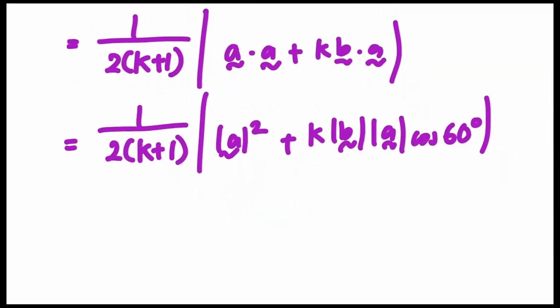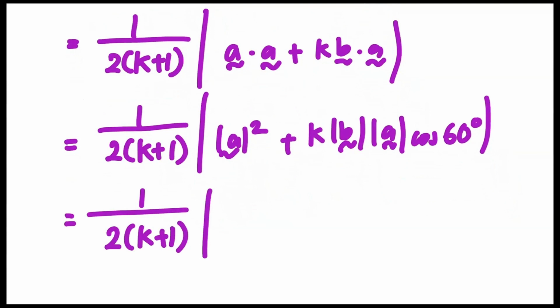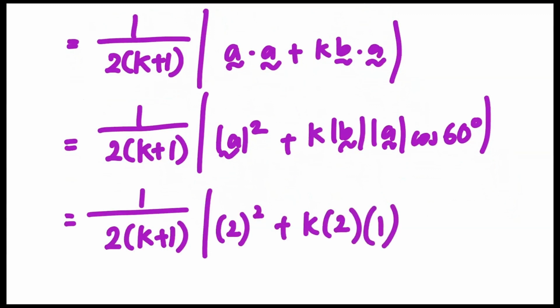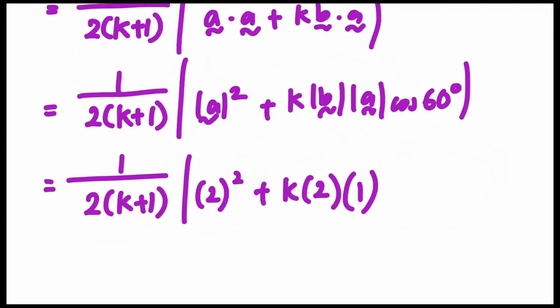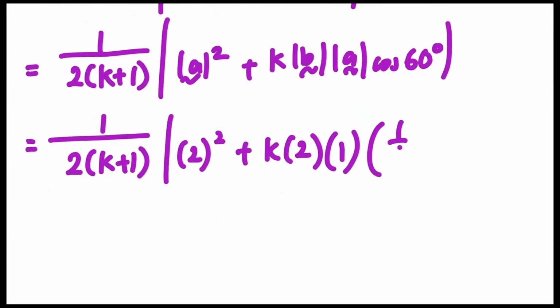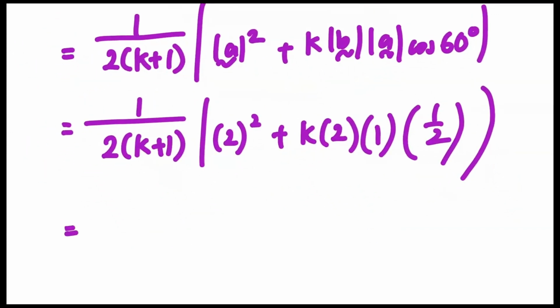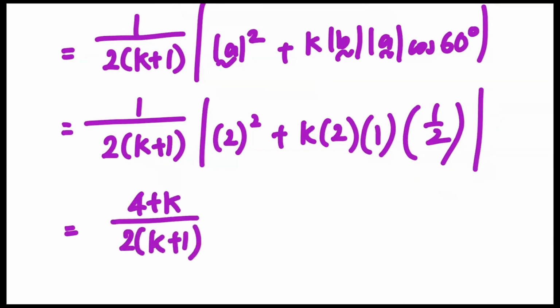Okay, beautiful. And now we can rewrite everything. 2k plus 1 mod A squared. I believe we know that this is 2 squared plus k. Why is B 1? Because B is a unit vector. Cosine 60 is half. And we are done. Shown. And that's the answer, which is 4 plus k over 2 k plus 1.